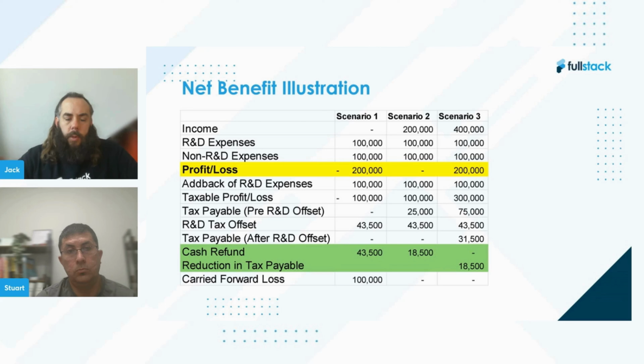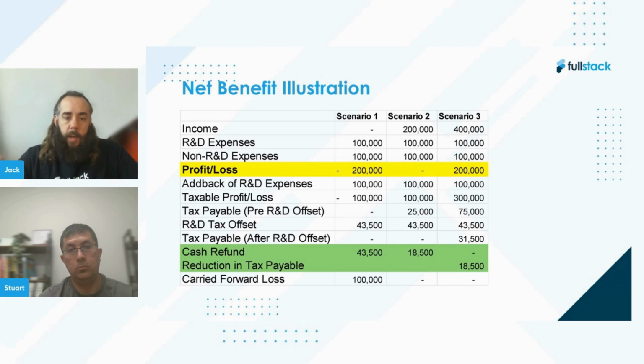Scenario 2, because of that accounting add back within the tax return, there is a point where you are temporarily effectively owing tax. Then the offset is applied, and then the remaining amount is a cash refund of $18,500. And so you notice that $18,500 is 18.5% of your R&D expenses. So that is what we commonly refer to as the net benefit.